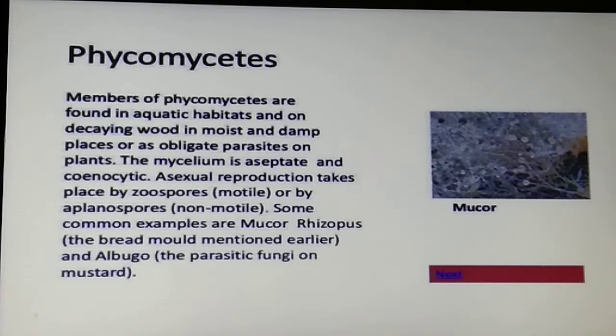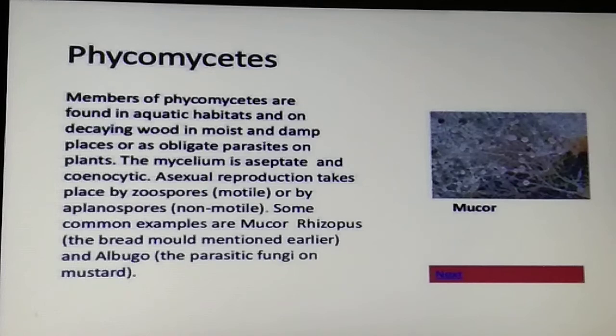Now students, coming on to the first one, that is Phycomycetes. Members of Phycomycetes are found in aquatic habitats and on decaying wood in moist and damp places or as obligate parasites on plants. Now students, the mycelium is aseptate and coenocytic. It has no septa present.